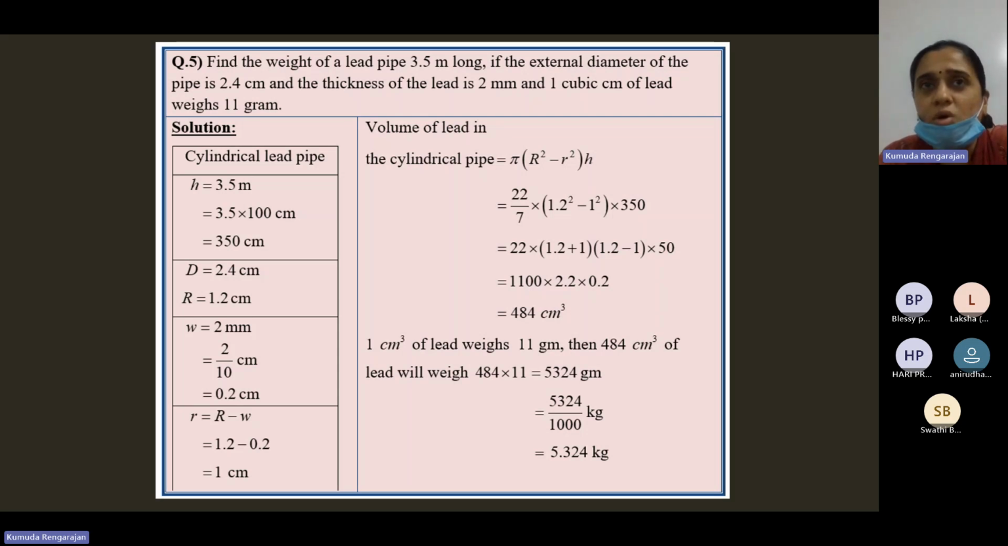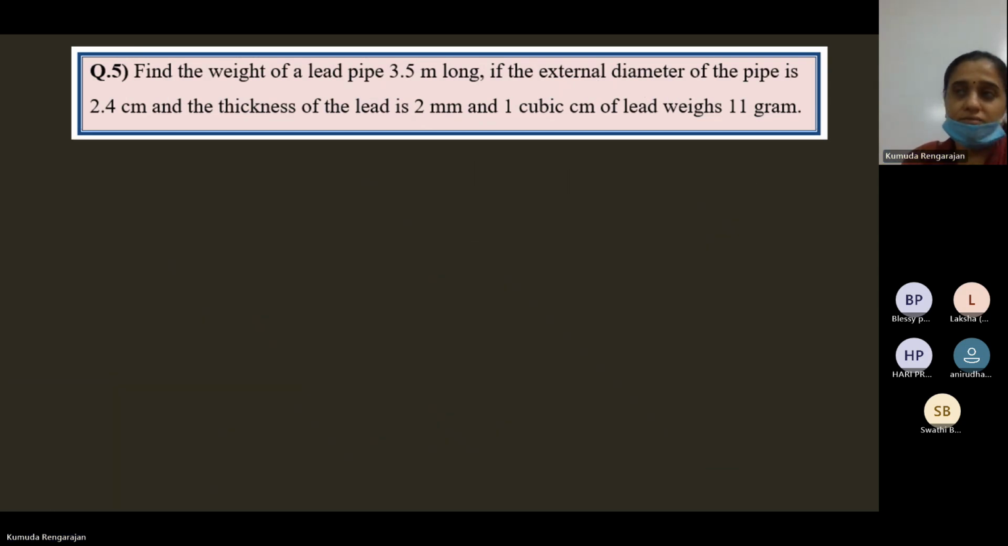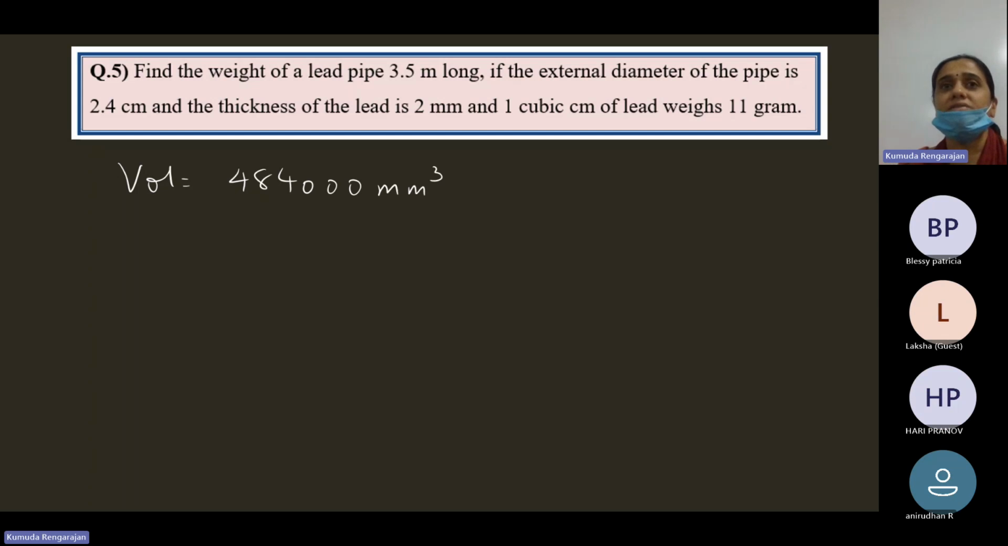But what we have to take care of is that all the values must be in the same unit. Now, supposing you find this answer in, say, millimeter cube. We'll assume that you've converted the height, radius, everything to millimeters. Then you will get the volume as so much millimeter cube.